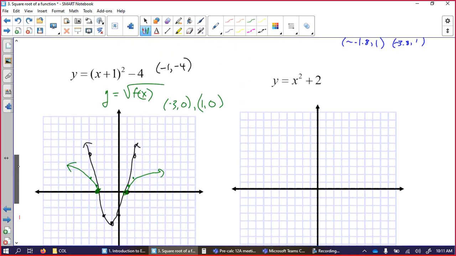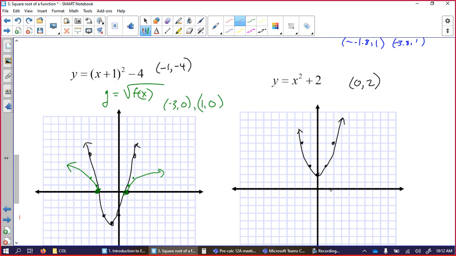x squared plus 2. Oh, that's a little different. (0, 2), over 1, up 1, over 1 more, up 3, up 1, 2, 3, 4, 5. So that's going to be kind of... now if we take the square root of any of these points, is anything going to be invariant?